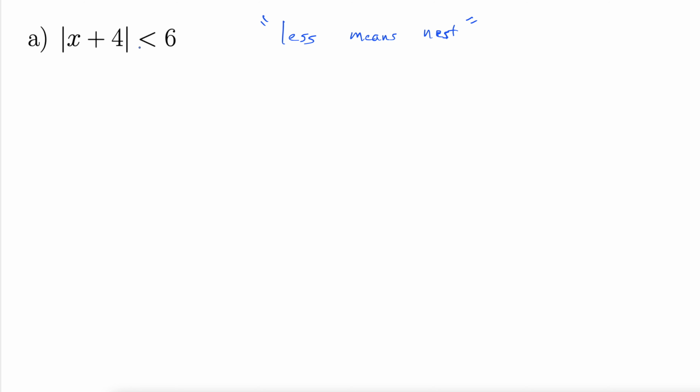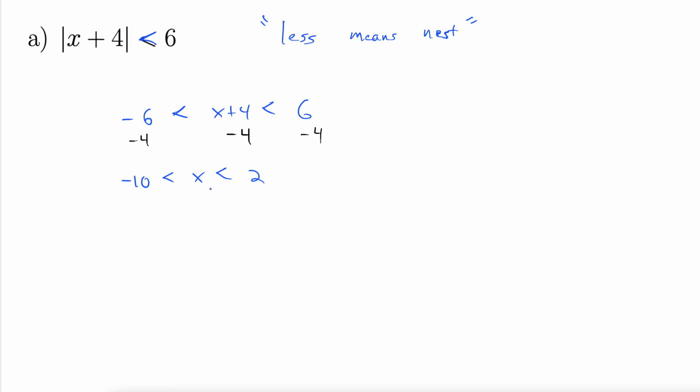Less means nest. This is a less than, so we are going to nest this happily between -6 less than x plus 4 less than +6. Okay, we've nested it between those two. Now we do the same thing to all three sides. Here we're going to subtract the 4 from all three sides at once. That gives us -10 less than x less than 2.